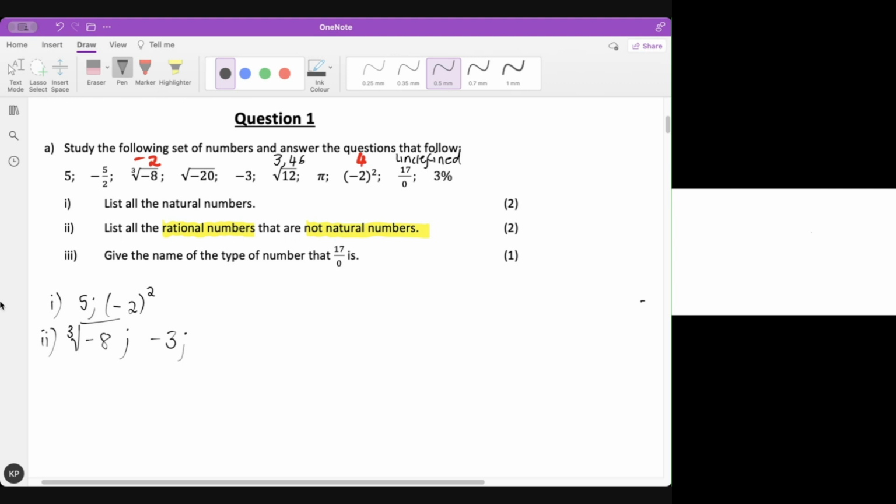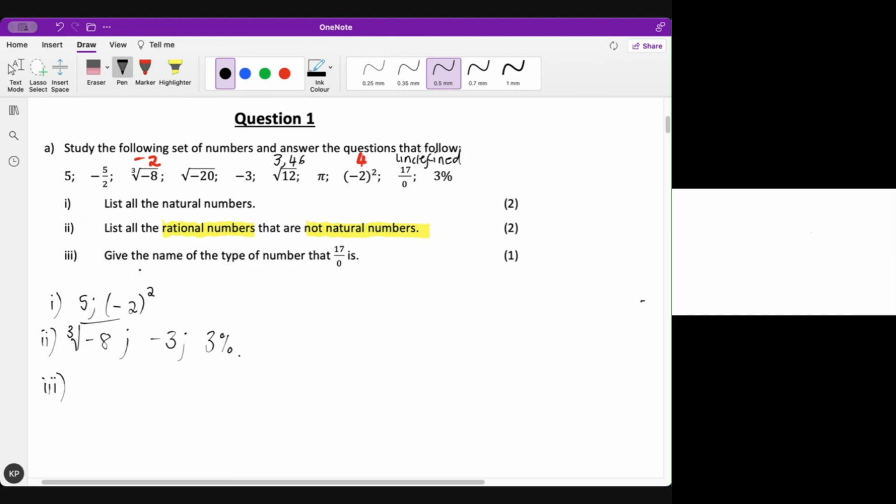Think about it. 3%. Can 3% be written as a fraction? What is the fraction that 3% would be? There we go. So it is indeed rational. So that's 3%.